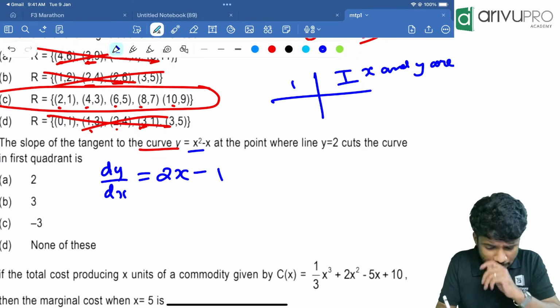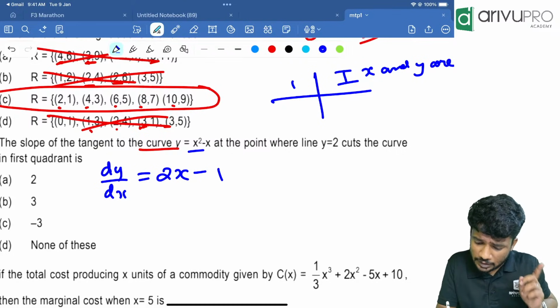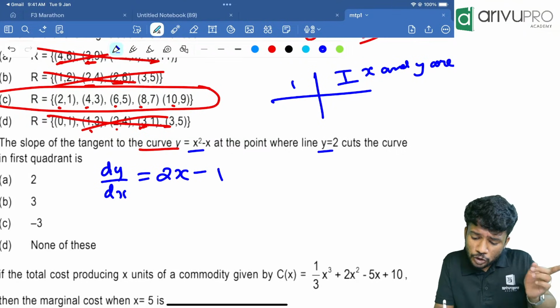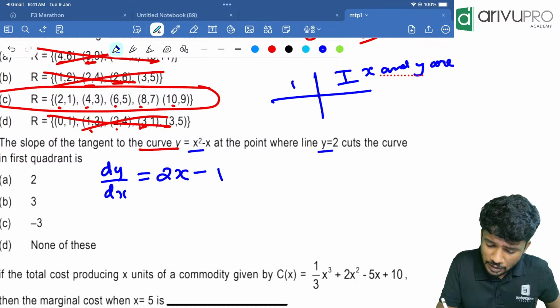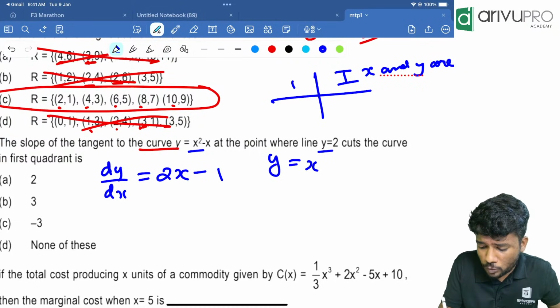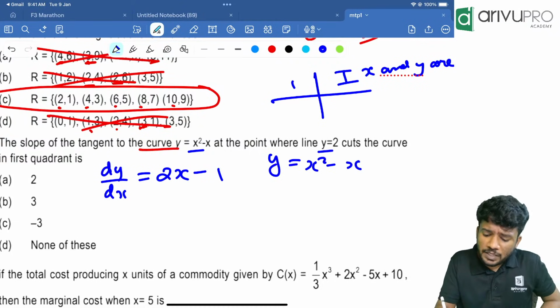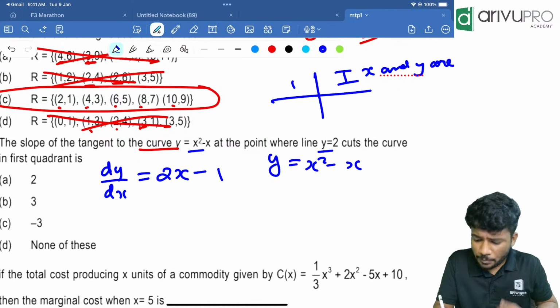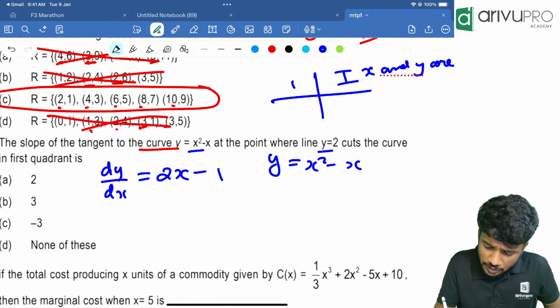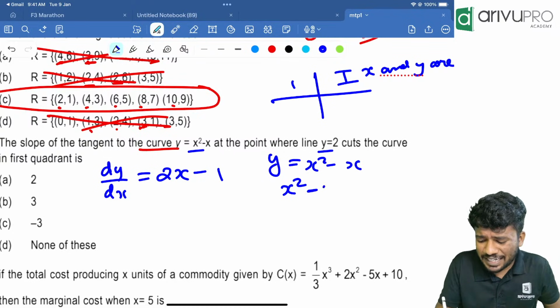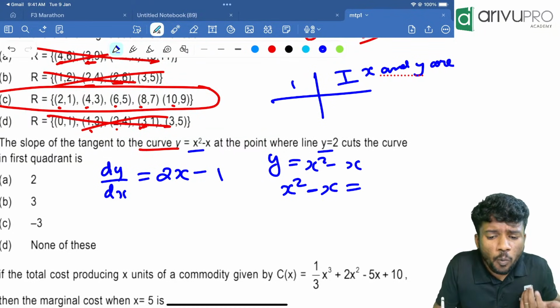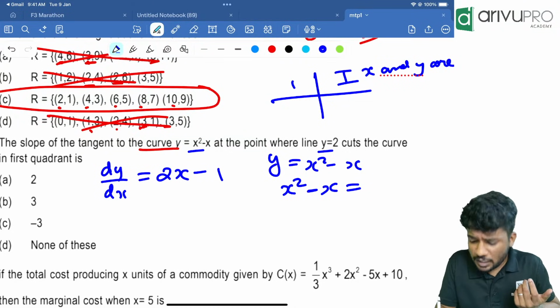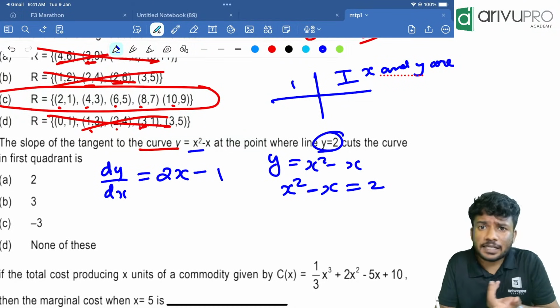Now, what else is given? They are telling us y is equal to 2 cuts the curve. That means I can take it as y is equal to x square minus x. From that I am going to find the value of x. That is the basic thing. So from this I am going to write x square minus x is equal to the y value given, which is 2, because it is cutting at 2.